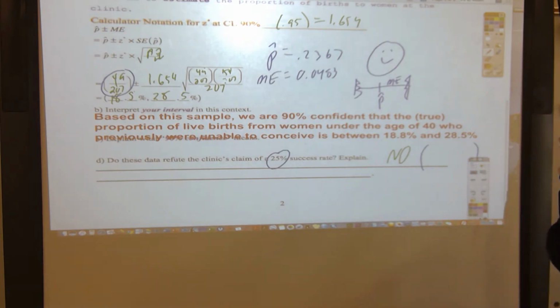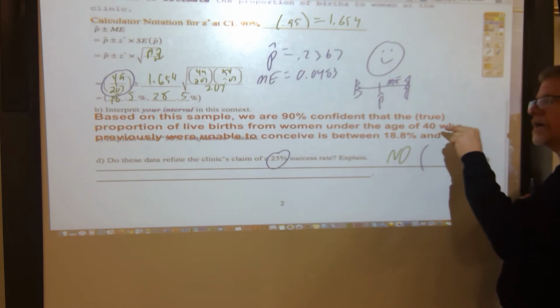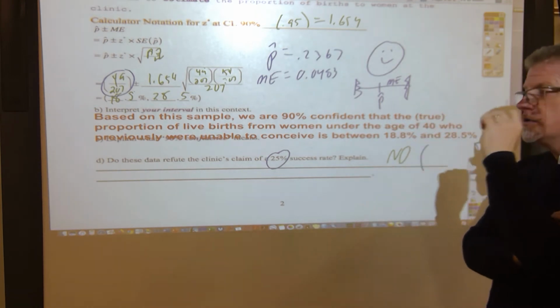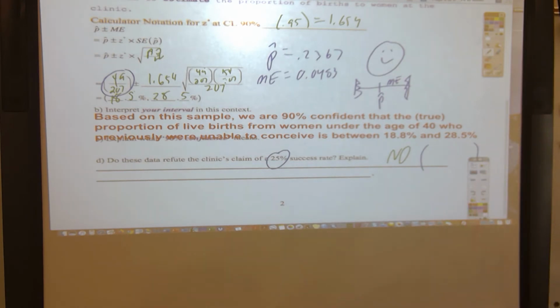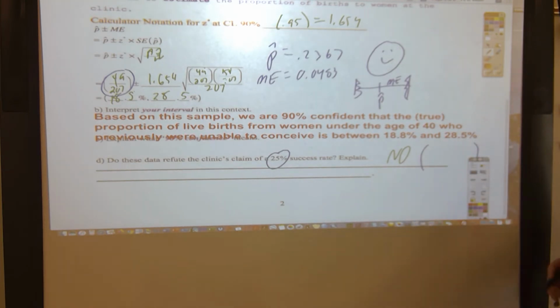Now, the context is also this clinic. So I guess the only coaching I would give for this is women under the age of 40, not past tense, but who come to this clinic. So that's present and future. Not who came, not past tense, who come to this clinic and were previously unable to conceive is between 18.8% and 28.5%.